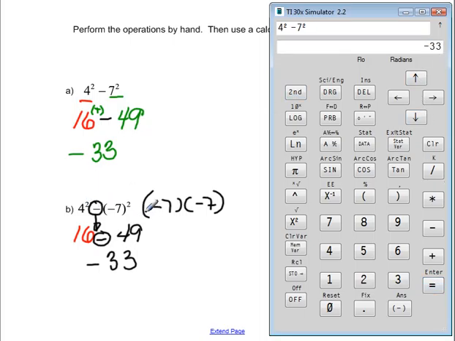Now with the second problem, we have to be careful of using our parentheses where they're indicated. So we're going to clear this out. Again, we have 4 squared, and we're going to subtract from that, so use the subtraction. And then in parentheses, we have negative 7. We're going to close the parentheses, and we're going to square that value. When we press enter, we end up with negative 33, just like we expected.